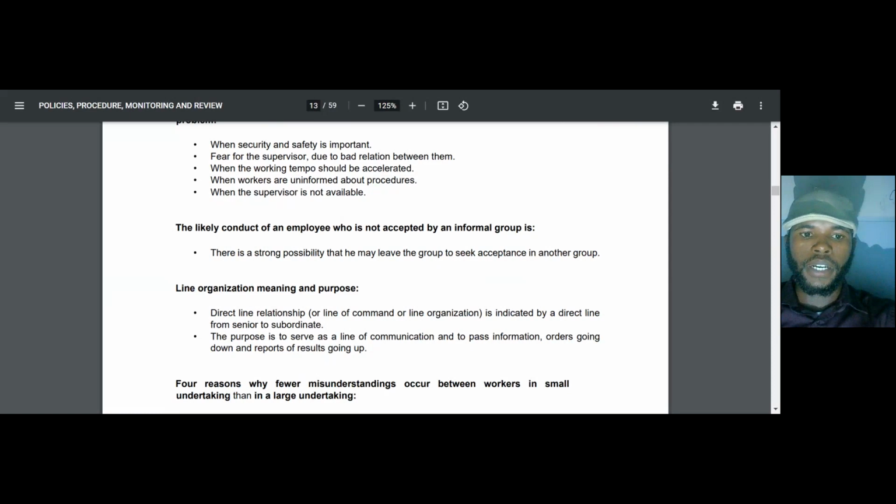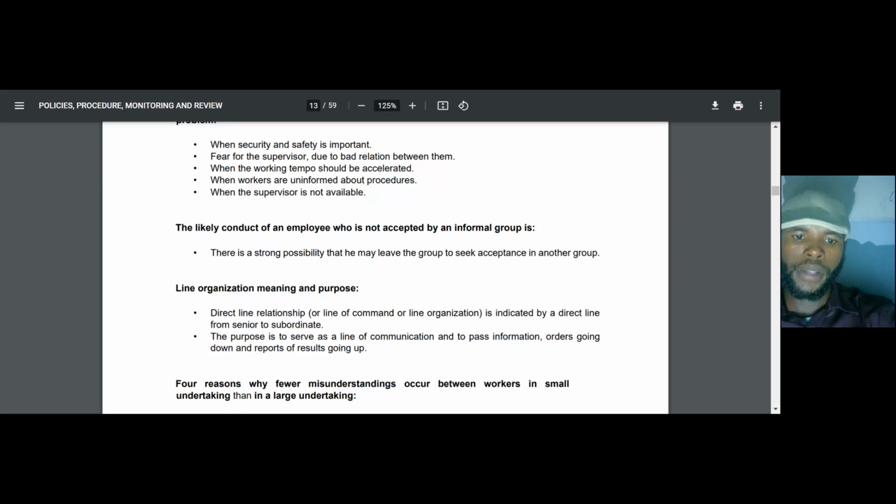The meaning. Organization is indicated now by a direct line from senior to subordinate. The purpose now is to serve as a line of communication and to pass information: orders going down, and reports of results going up.